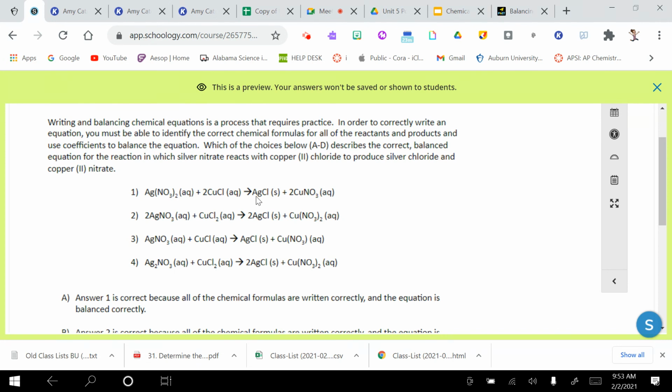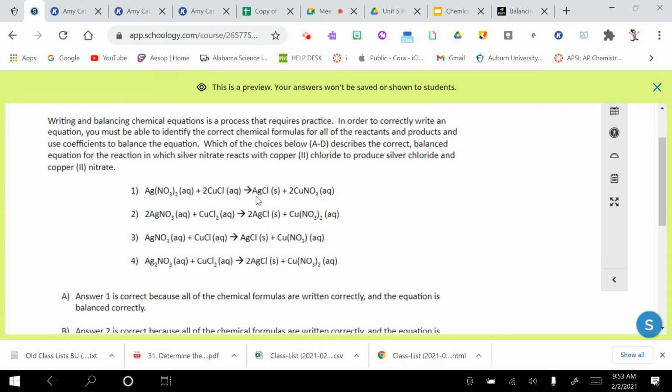What's the AQ right there for them? Don't need to worry about it. It tells you if it's a solid or a liquid, or if it's dissolved in water, or if it's a gas. But as far as balancing the equation, it does nothing. It means nothing. Oh, this is easy. So yes, just balance. Okay, choose your answer.